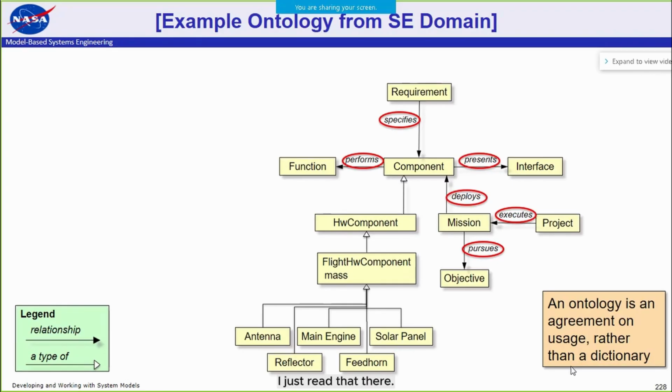Just read that there. Yep. That comes from them. I left it there as a piece. That's the Jet Propulsion Lab. But the ontology is an agreement on usage rather than a dictionary.